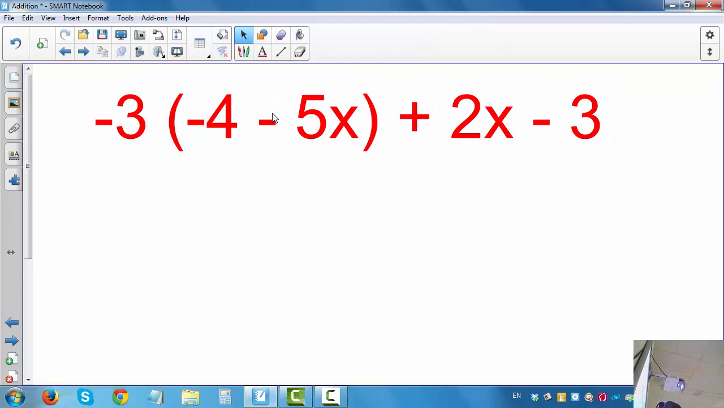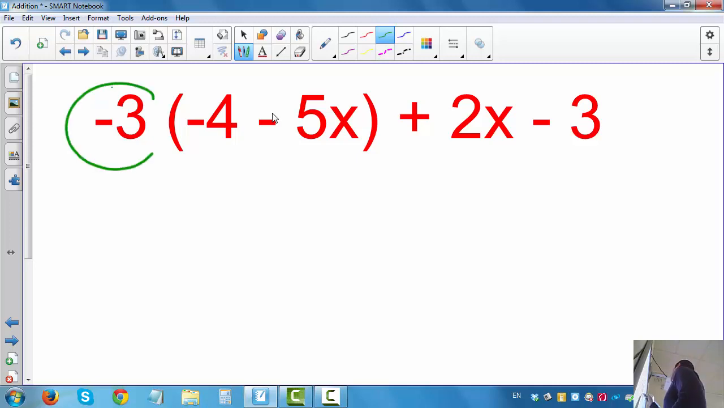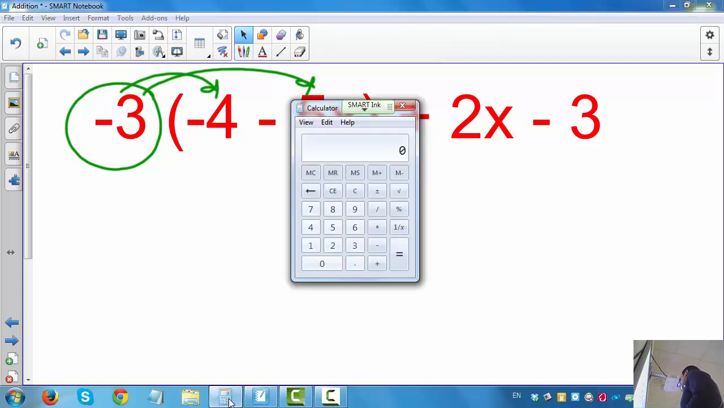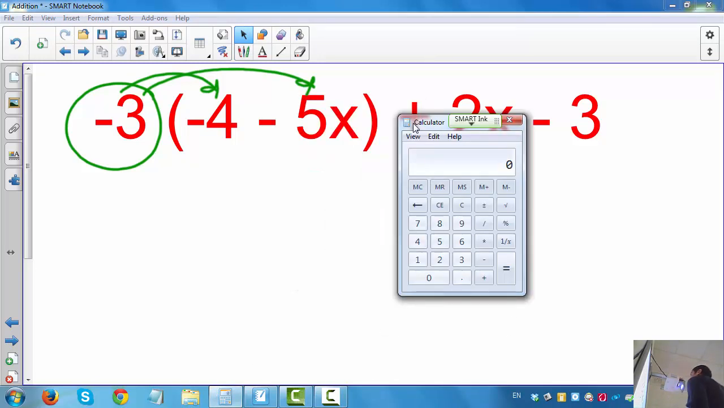Let's deal with this first. And now, what we have learned so far is that when you see a number in front of the parenthesis, the bracket, it has to multiply this and it has to multiply that. And because I am not good at multiplying negative numbers, I will be using a calculator. Times or divide? We'll see. Now, I am going to multiply.